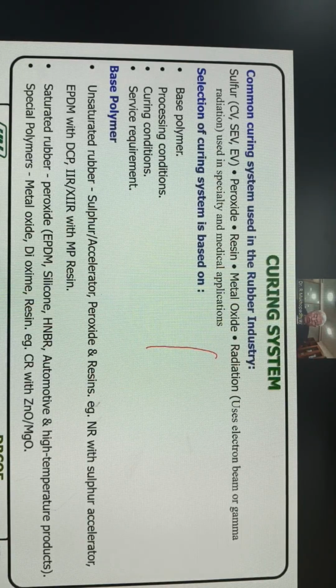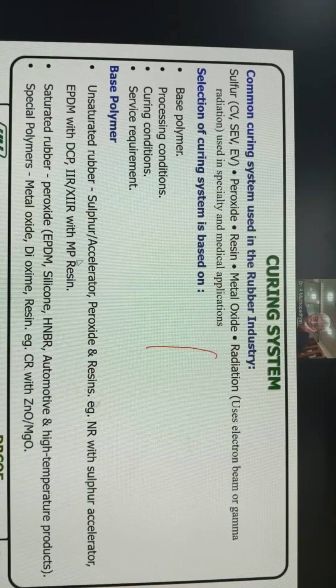Then the curing system, when you select the base polymers: sulfur, then you have a conventional, semi-EV, or EV. In case of general purpose rubber, you can do peroxide cure as well. So there are different curing systems: sulfur, peroxide, resin, metal oxide, radiation. There are different curing systems available that depend on the base polymer, processing condition, curing characteristics, and the service requirement.